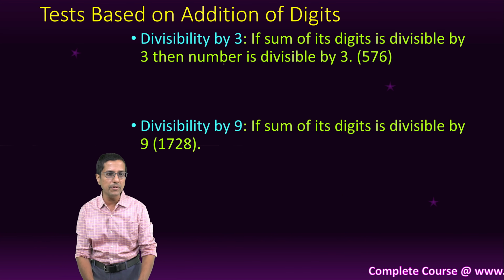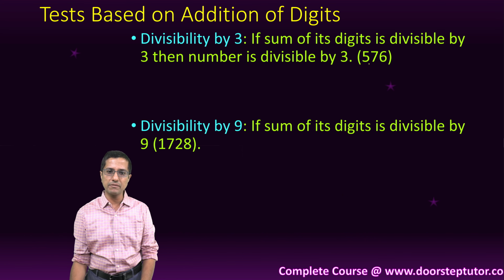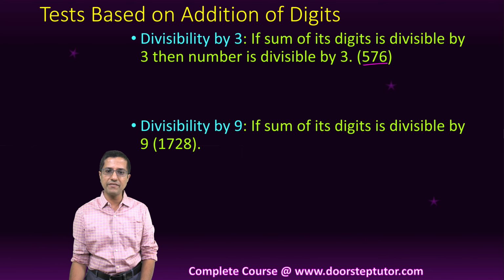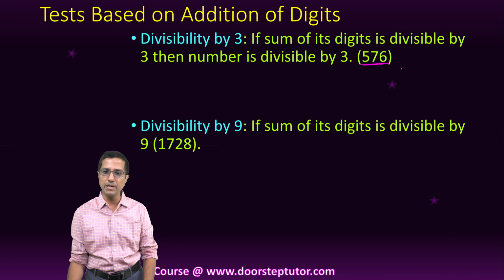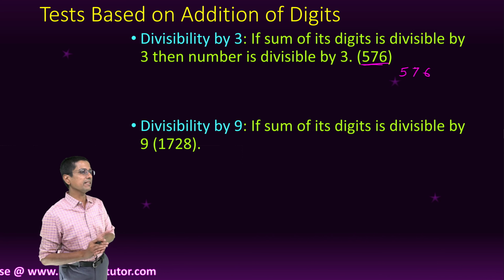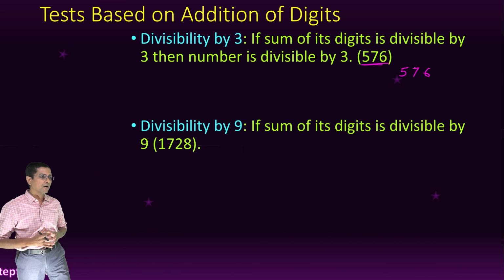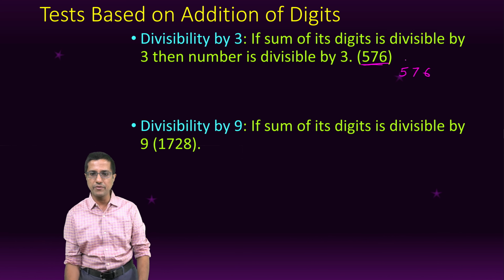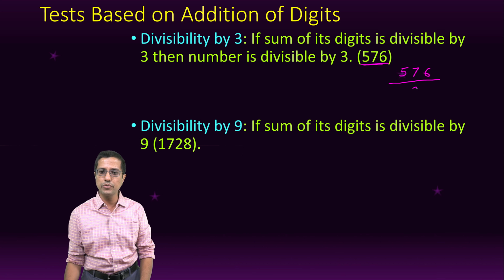Very simple example. We have a number, 576. This is a number like any other number. Our question is asking us not to actually divide this number by 3. We are not being asked to do this division.